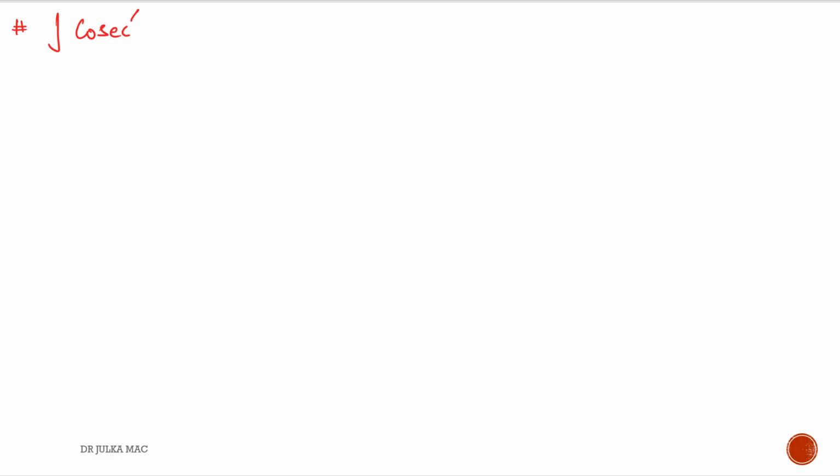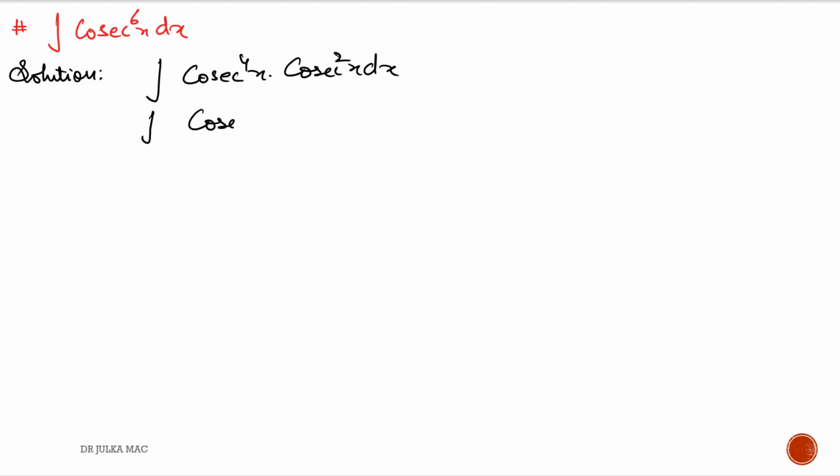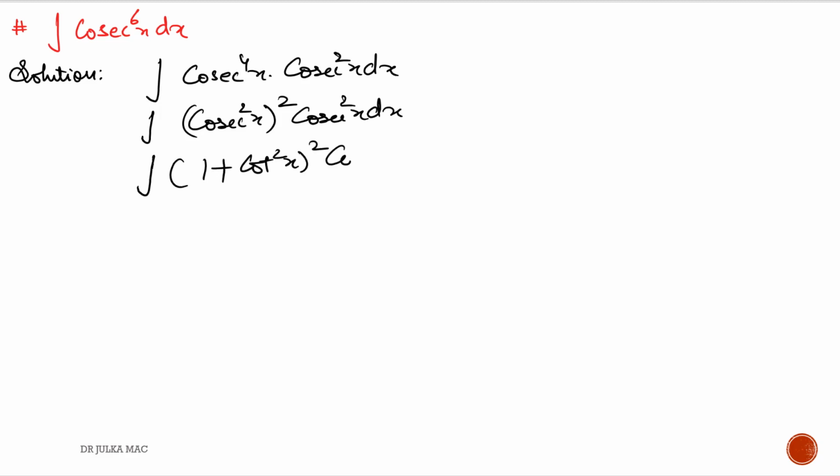Next question. Integration of cosecant to the power 6x. First we separate one cosecant square x. So we have cosecant to the power 4x into cosecant square x. Cosecant to the power 4x can be written this way, cosecant square x whole square into cosecant square x, and the first cosecant square x equals to 1 plus cot square x. Now we put cot x equals to t.